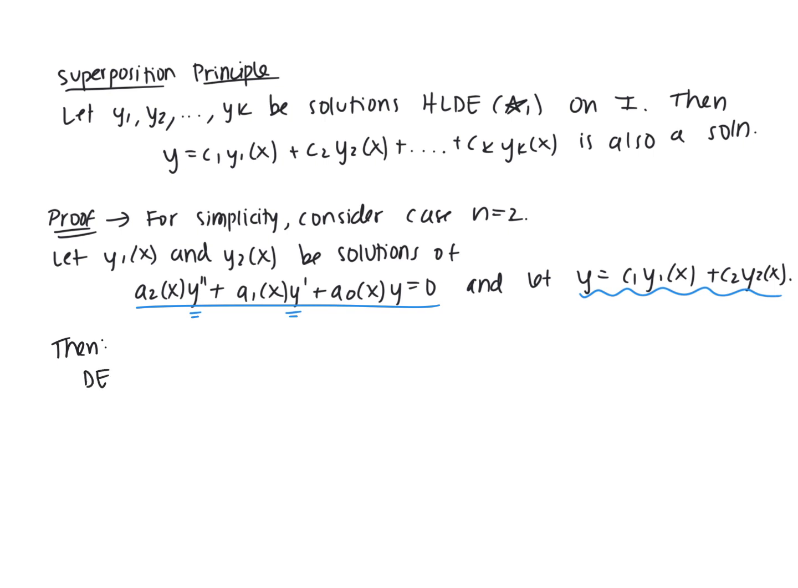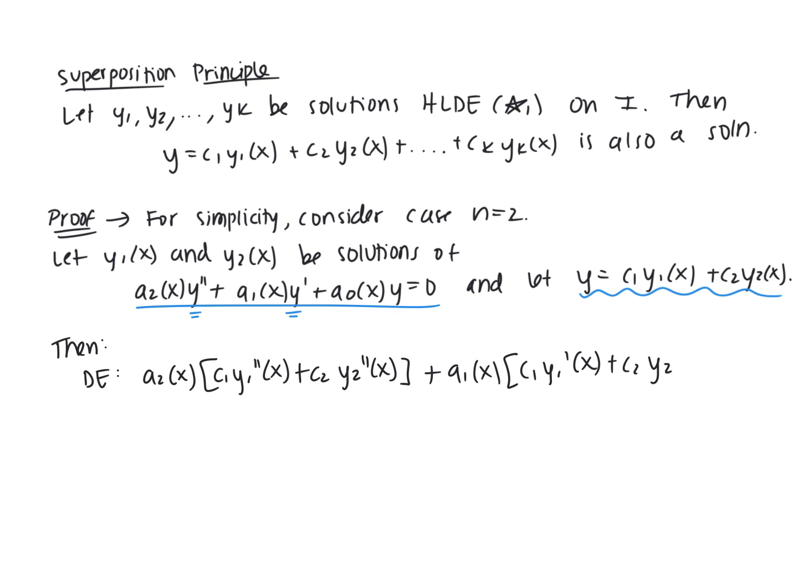So our differential equation becomes a2 of x times the second derivative of y, which is going to be c1 y1 double prime of x plus c2 y2 double prime of x. Then we have a1 of x multiplied by c1 y1 prime of x plus c2 y2 prime of x, plus a0 of x times y, so that's c1 y1 of x plus c2 y2 of x. Now, we don't know that that's equal to 0. We can't set that equal to 0 because we don't know that y is a solution of the differential equation. That's what we're trying to prove.